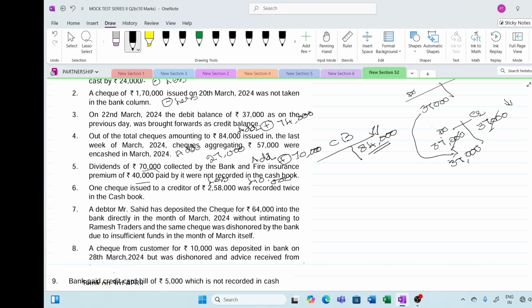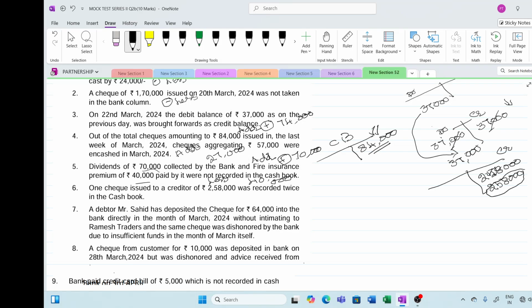See, the next item is one check issued to a creditor was recorded twice. I said anything you write on this side will reduce the balance. So I wrote 2,58,000. This is the correct entry. I made the payment, so it will reduce my balance. But by mistake, I wrote this 2,58,000 one more time. So this much amount was an excess reduction. My balance has come down by an excess 2,58,000.